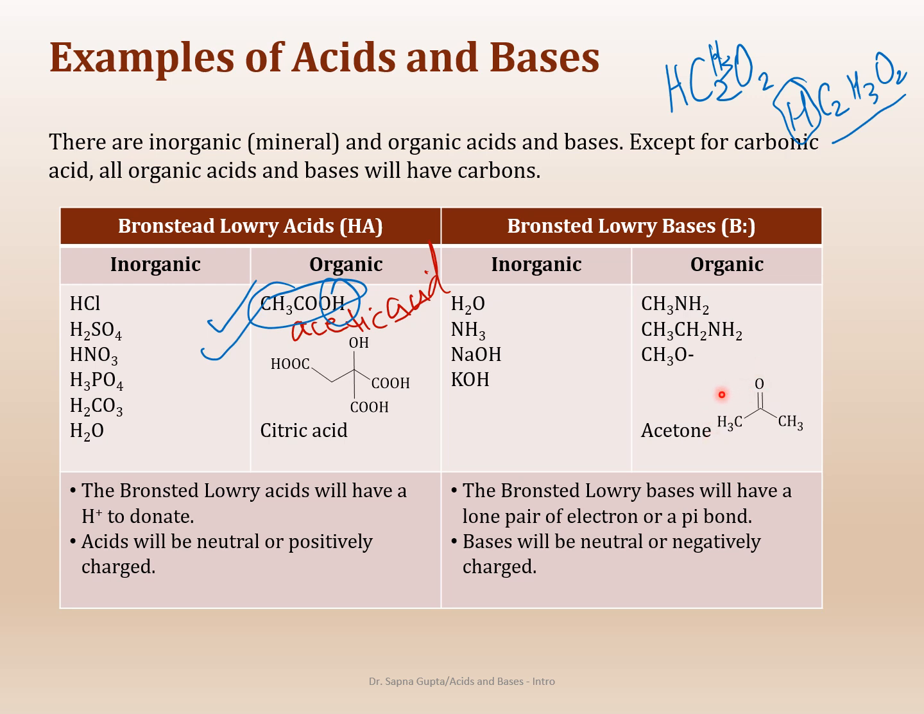Anyhow, a little bit different here. I've written here for you that Bronsted-Lowry bases will have a lone pair of electrons or a pi bond. So here is the lone pair of electrons, here is the lone pair of electrons on nitrogen, and then the pi bond is right here. Bases will be generally neutral, or they will be negatively charged. So right here is the negatively charged. Acids are positive, bases are negative because they need electrons, right? So that's how it works. These are some of the examples, and we will learn more as we go on.